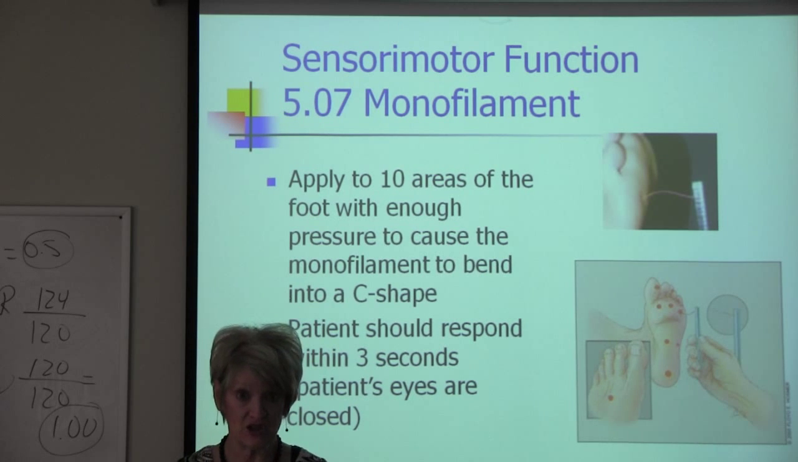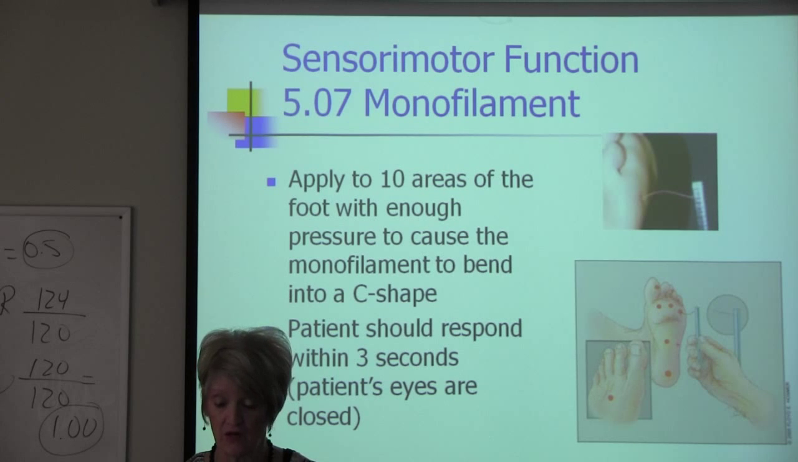When you're taking the certification exam, if they ask you which of the following would indicate loss of protective sensation in the right foot, and they say patient responds to 8 out of 10. No, that wouldn't meet the criteria. Patient responds to 7 out of 10. No. Patient responds to 10 out of 10. No. Patient responds to 5 out of 10. Yes. If they fail to recognize touch at 4 or more sites, that foot is considered to have loss of protective sensation.